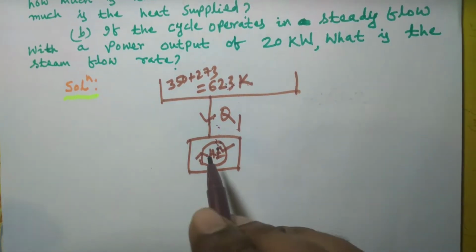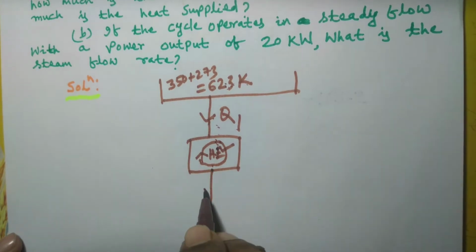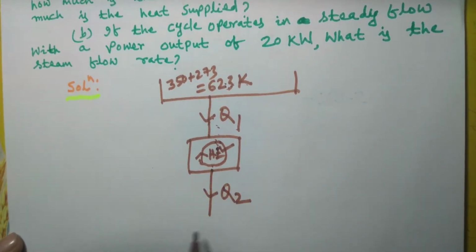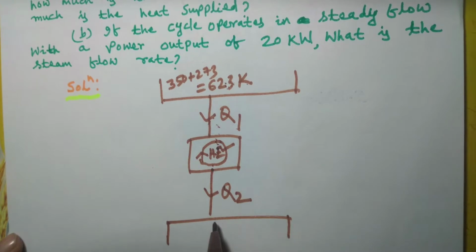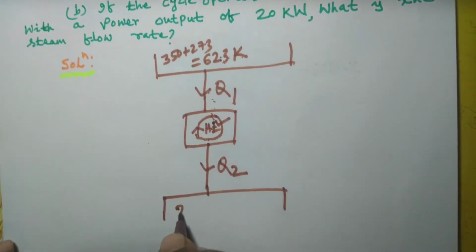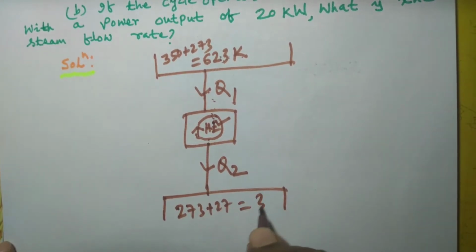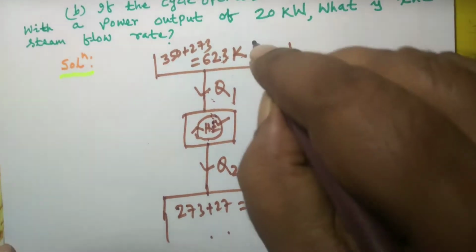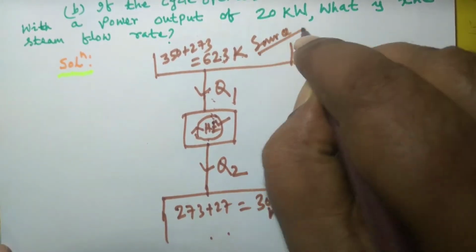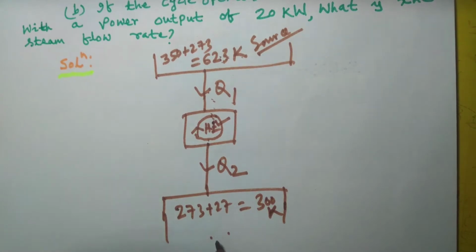Similarly, heat is also rejected here to a sink, which is at a temperature of 27 degrees Celsius, or 273 plus 27, that is 300 Kelvin. This is the sink. This is the source, the high temperature thermal energy reservoir. This is the low temperature thermal energy reservoir. This is the sink.